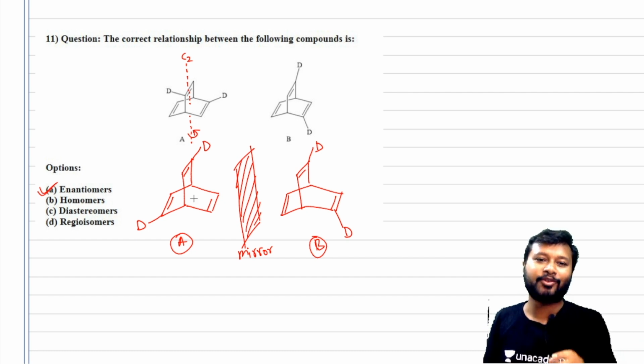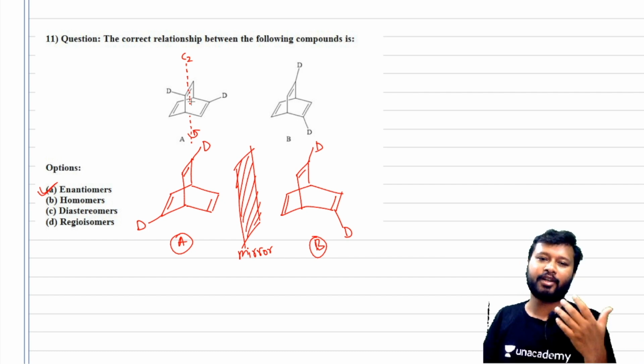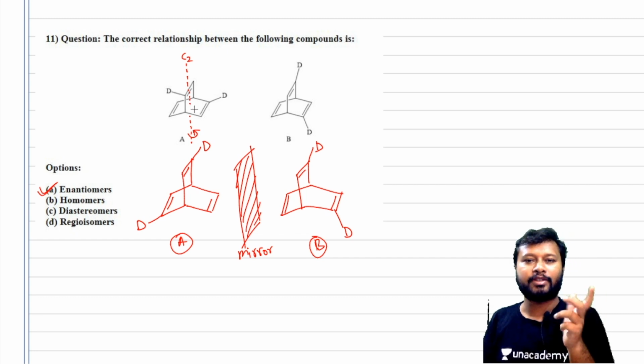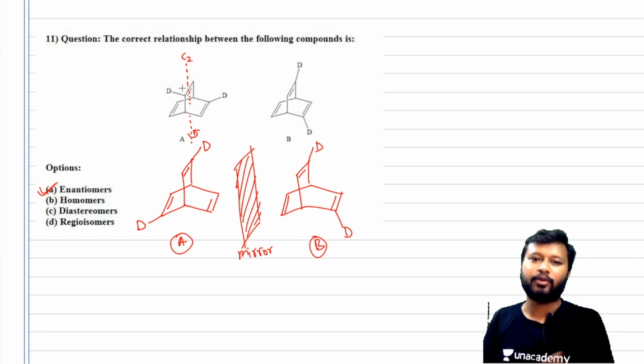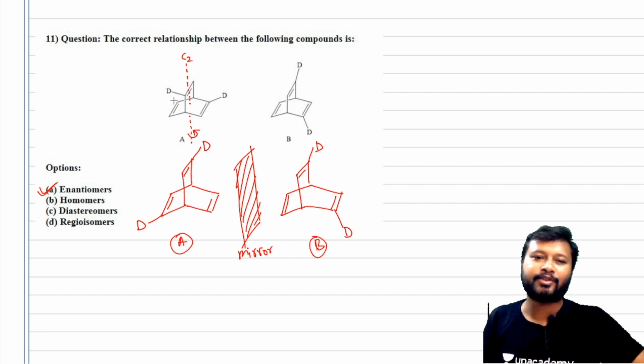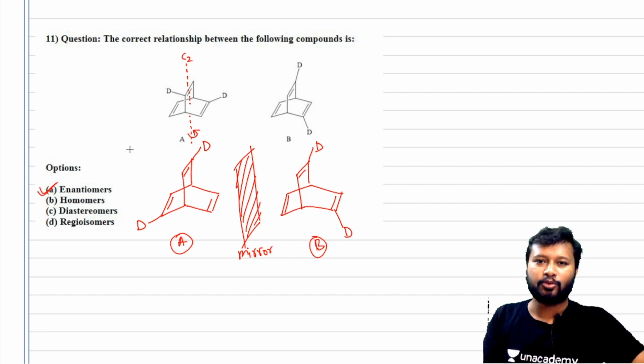So why was this a trick question? Because they have given this A molecule in a different orientation. In order to see the correct orientation of it, you have to rotate it by the C2 axis to get the correct relationship between them. If you do not rotate it, if you directly see, it looks like they are diastereomers or something different. Okay, so you won't be able to find out. But yeah, this is how it needs to be done. I hope you understood. Let's go to the next question now.